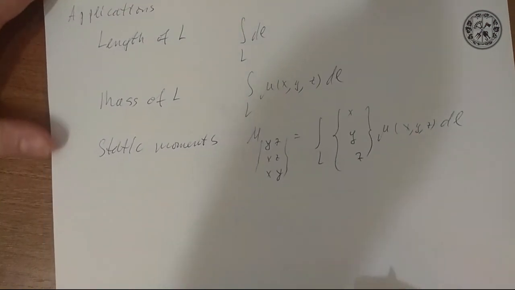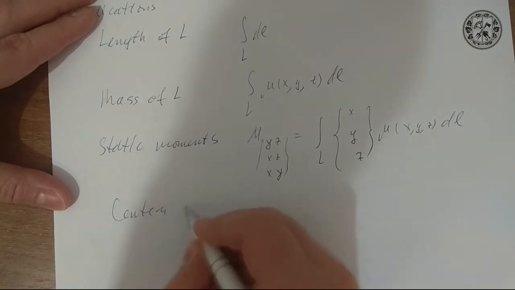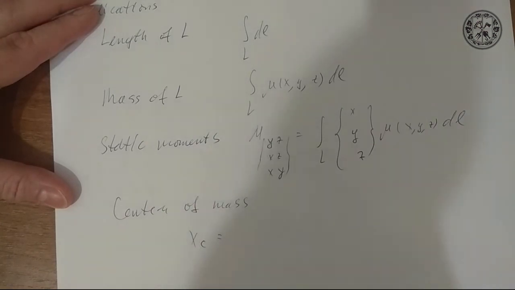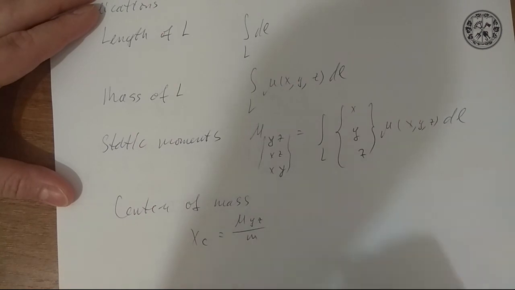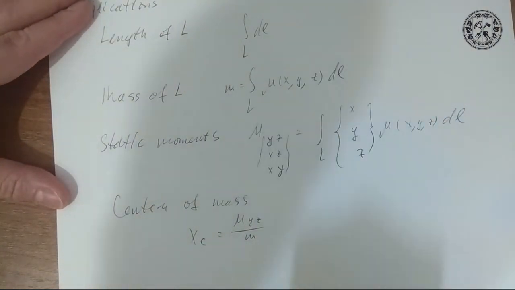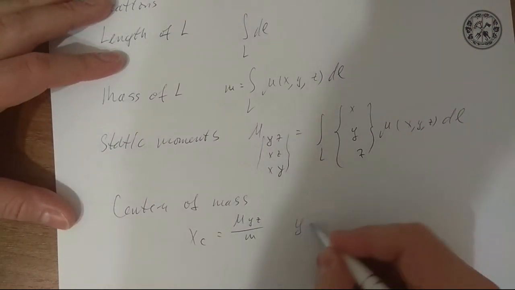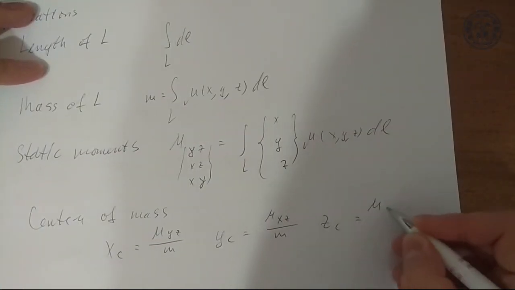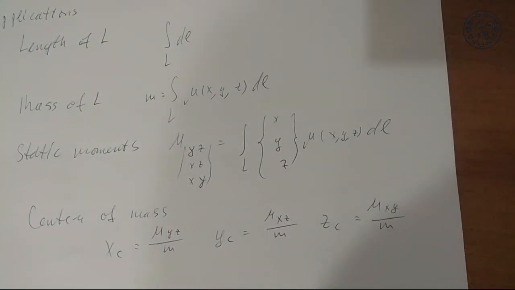And we also can find coordinates of center of mass. We just divide myz by the mass m to find coordinate x of center of mass, and same for yc, mxz over mass, and zc will be mxy over m. These will be the coordinates of center of mass.